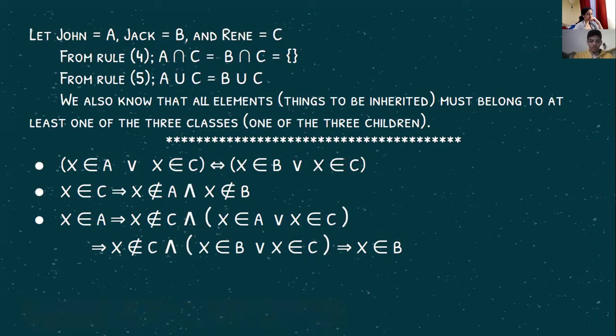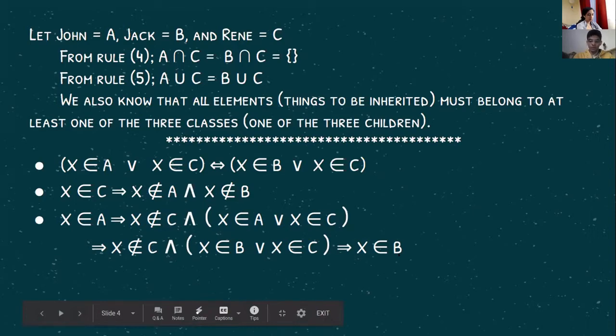x does not belong to C and, open brackets, x belongs to A or x belongs to C would imply that x does not belong to C, so I put this down as it is, and x belongs to B or x belongs to C. From this statement, I know that x does not belong to C, and at the same time, x either belongs to B or belongs to C. So these two conditions would only be true if x belongs to B. Basically, what we're proving here is that if x belongs to A, then x belongs to B.